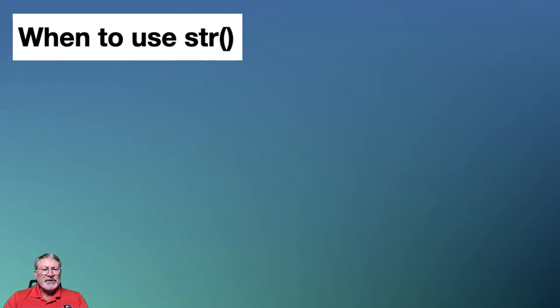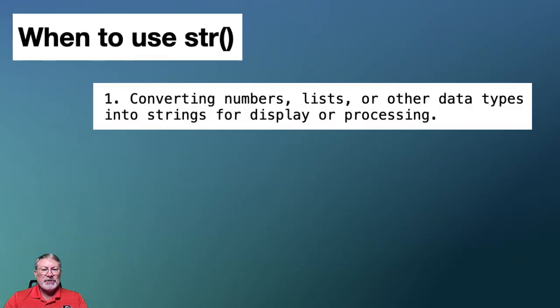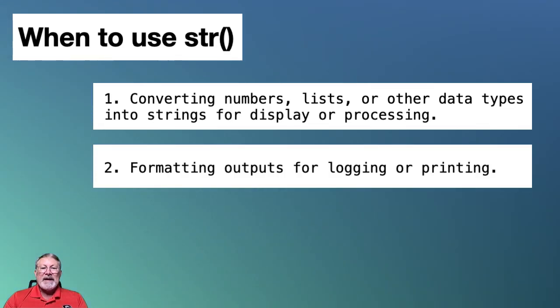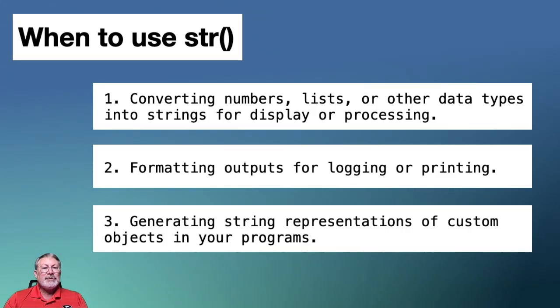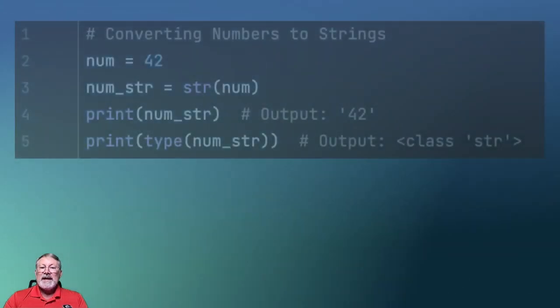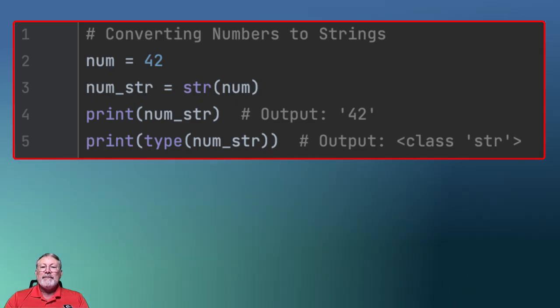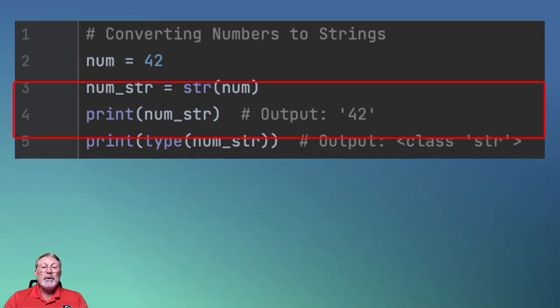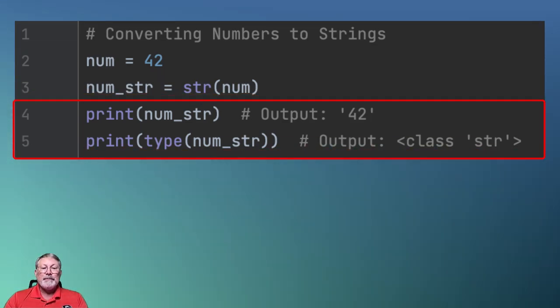You'd use the str function when you're converting numbers, lists, or other data types into strings for displaying or processing, when you're formatting outputs for logging or printing, or perhaps when generating string representations of custom objects in your programs. Let's start with a simple example of converting numbers to strings. Here, the str function converts the integer 42 into the string 42, making it suitable for text processing.